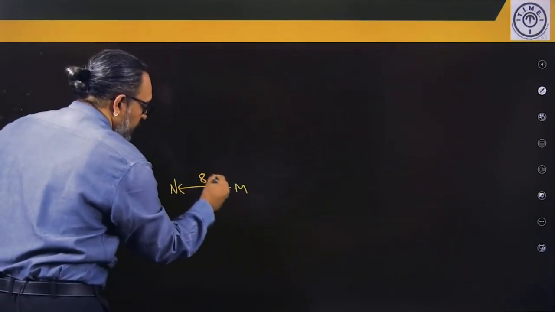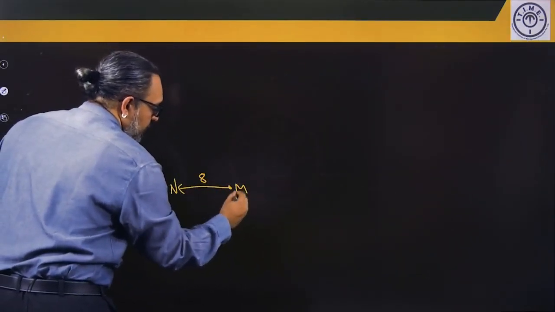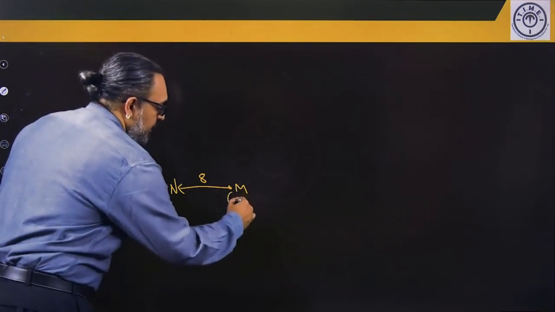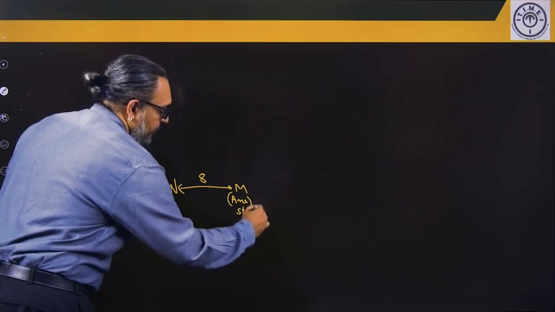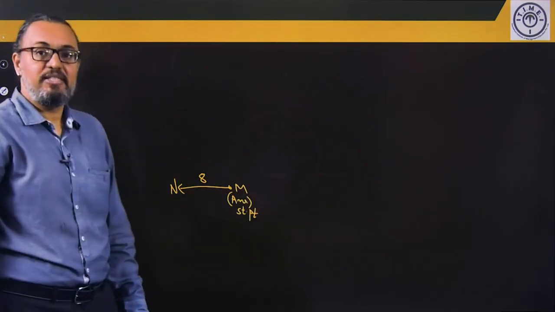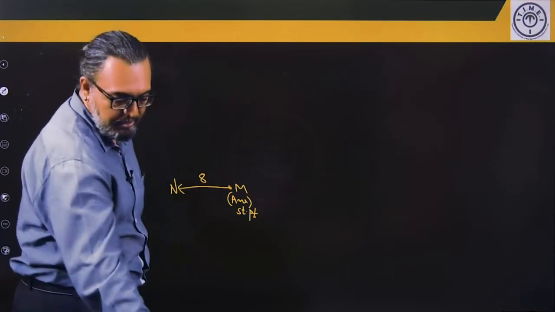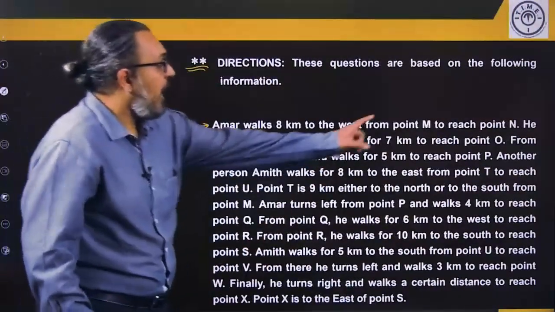So it is 8 kilometers. So from M. Okay. So this is Amar's start point. From M towards west to reach N. Okay. Then what do we have?